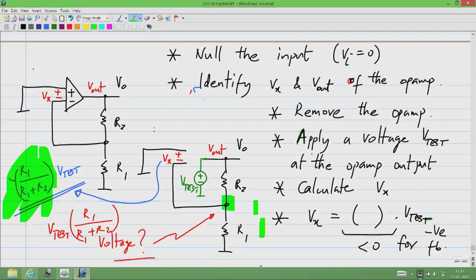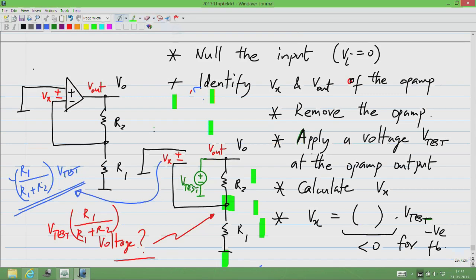By the way, there was some answer saying both will be in same potential. I am not sure which both are being referred to. If we are talking about this node and that node, they will certainly not be at the same potential in this circuit. They will be at the same potential when the op amp is present and the op amp has negative feedback. This circuit doesn't have the op amp. So, the voltage Vx is minus R1 by R1 plus R2 times Vtest. It's a negative number times Vtest.